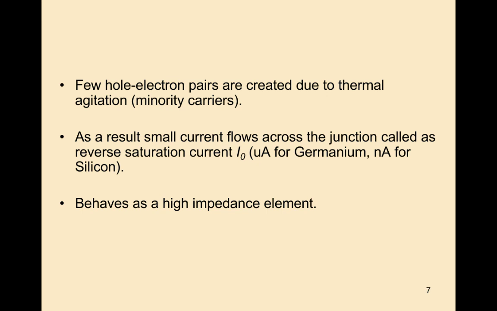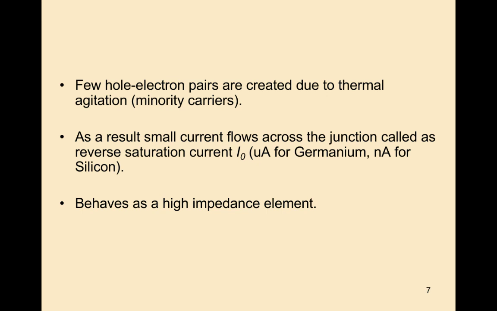Why? Because due to this attractive force, the width of the depletion region increases. There is no movement of charge carriers in the diode. That's why there is no current in the diode. But a small amount of current will flow in the diode due to the minority carriers. This movement happens by thermal agitation. The small current that flows in the diode, we call it the reverse saturation current, I0.